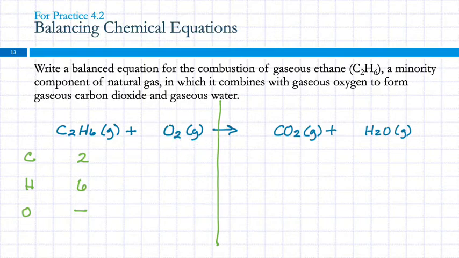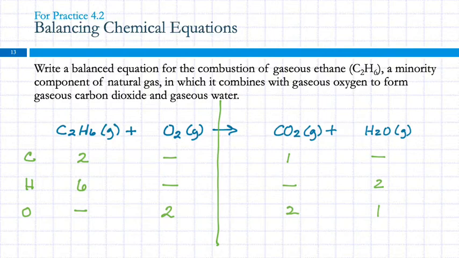Over here, how many carbons in this one? None. And how many hydrogens? None. How many oxygens? 2. You see what I'm doing? CO2, how many carbon atoms? 1. How many hydrogen atoms? None. How many oxygen atoms? 2. There's no carbon in water. There's 2 hydrogens and 1 oxygen. This is not always necessary, but if you get a complicated one, it can be helpful.